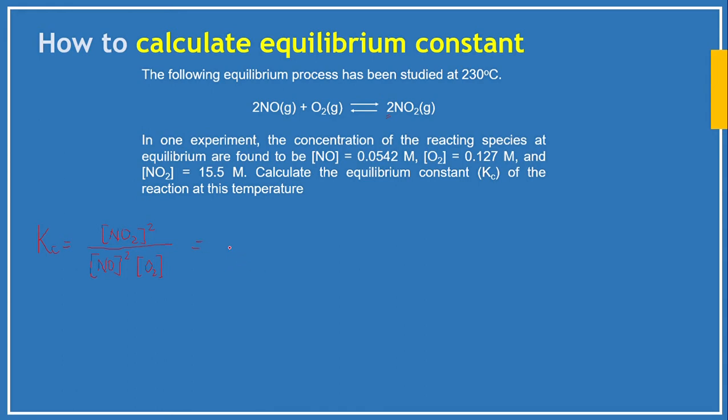Plug in na natin. So, ang ating NO2 ay 15.5 molar. Yung unit ay hindi na natin lalagay. Bakit? Kasi, by the way, yung equilibrium constant natin or Kc ay walang unit. Okay? Hindi natin siya ginagamitan ng unit. So, 15.5 squared. Tapos, yung reactant natin ay 0.